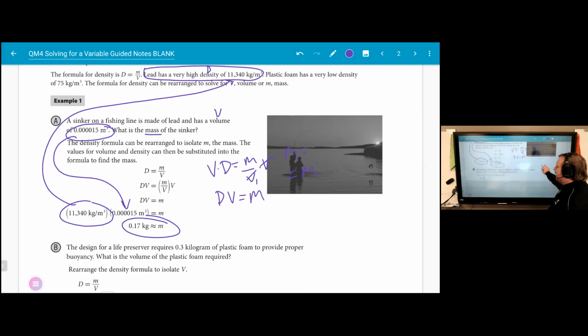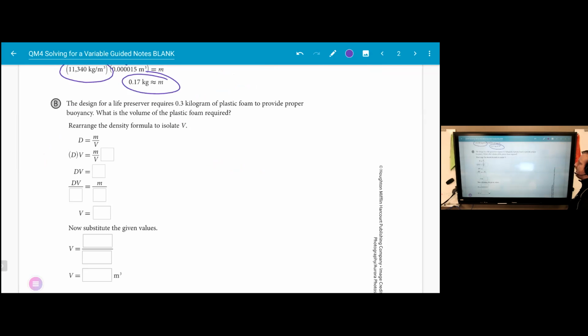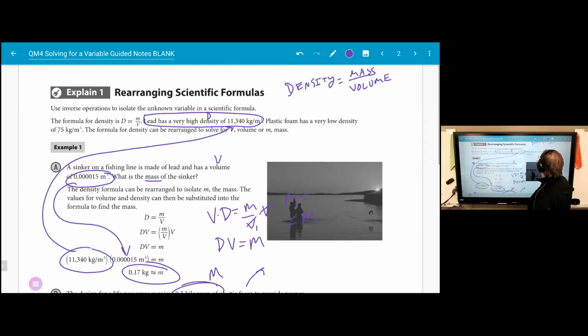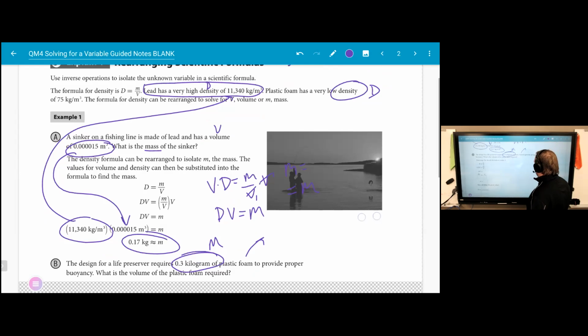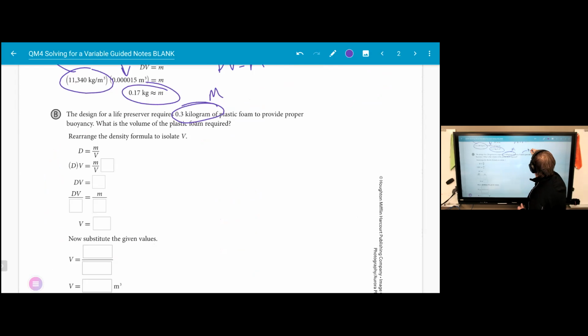So let's look again. It says the design for a life preserver requires 3/10 of a kilogram of plastic foam. I'm already going to identify this. This is the mass of plastic foam. We know something about plastic foam because I just saw it up here. Plastic foam has a low density. The density of foam equals 75 kilograms per cubic meter. What is the volume? We need to find V.